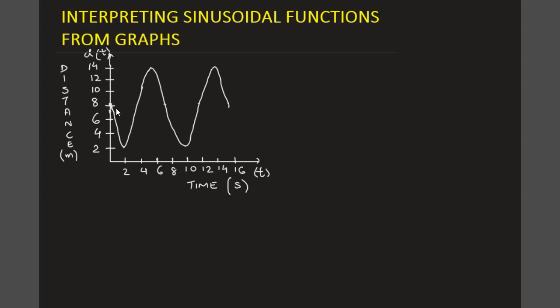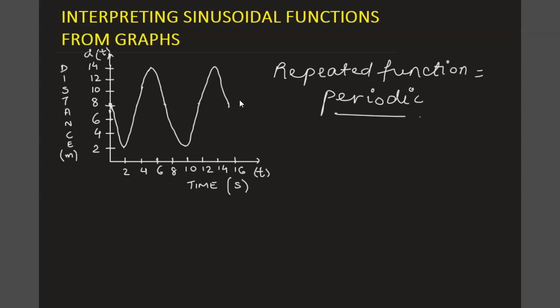Why? Because you see this is the midpoint of the graph, this is the lowest point, this is the highest point, and then you see this is being repeated. Whenever a function is being repeated, it is called a periodic function. Repeated means periodic. In other words, we can say it's a sinusoidal function. Now, let's go over simple meanings on this graph.